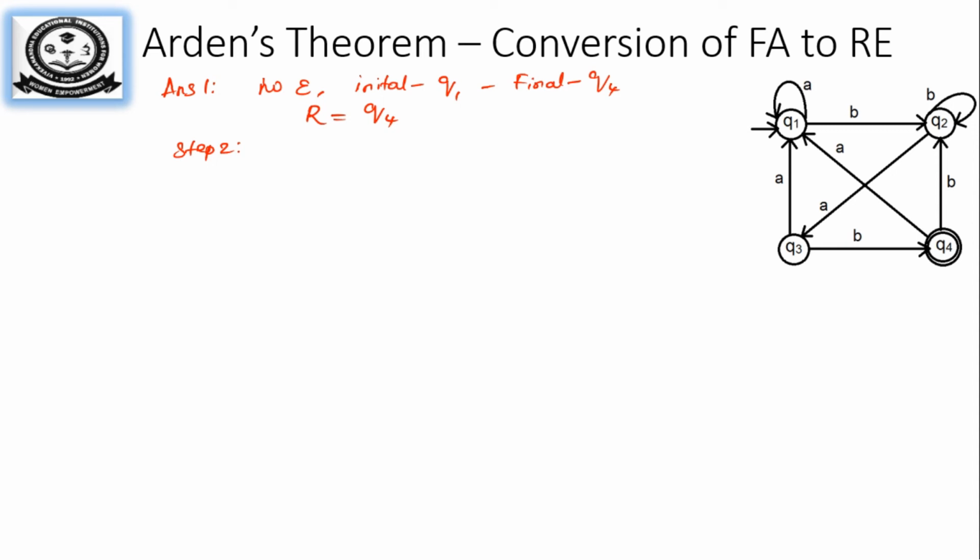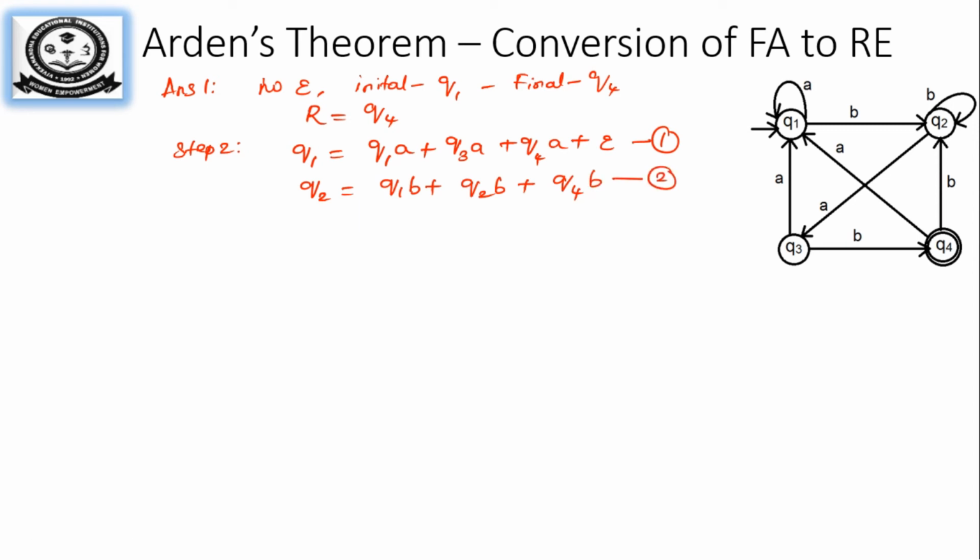So step 2, all the states must be expressed in terms of transition. So we'll start from Q1. Q1 is equal to Q1 of A, a self transition, plus it has a transition from Q3, it is Q3 of A. Then from Q4, you have a transition for A. Then it's an initial state, so you will have epsilon. We'll name it as equation number 1. Now we'll go for the state 2. You have a transition from Q1 for B, a self transition with B, and you have a transition from Q4 with B. So we'll name this as the second equation.